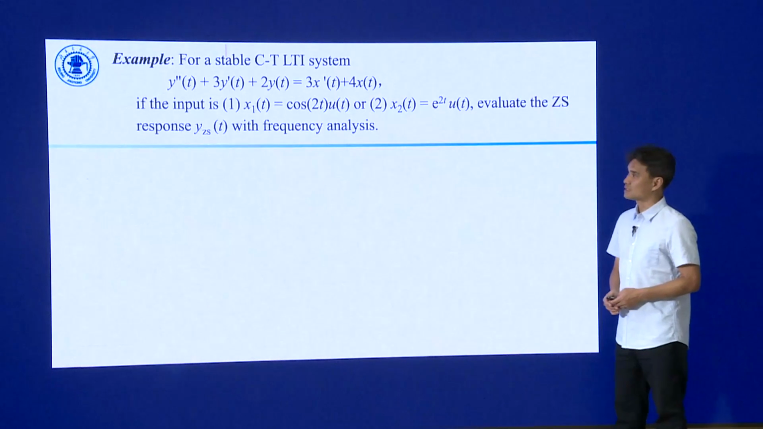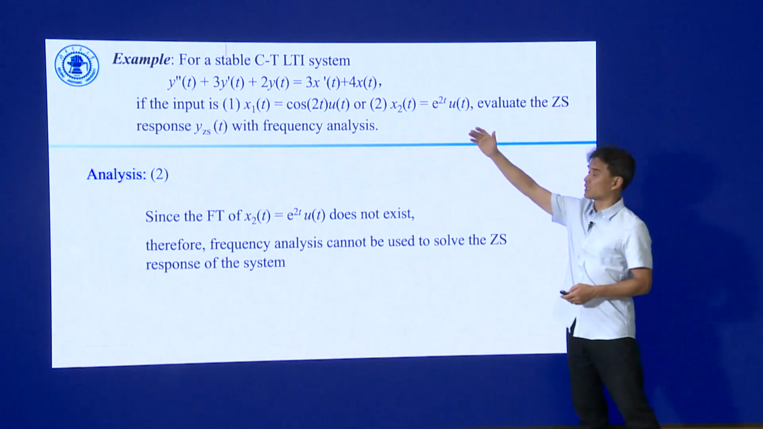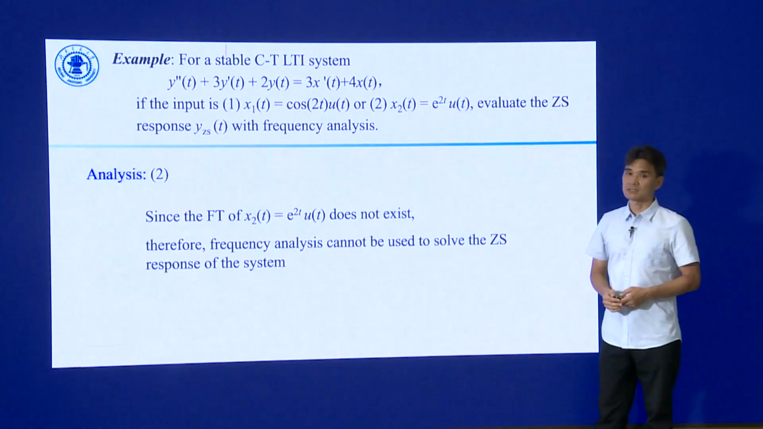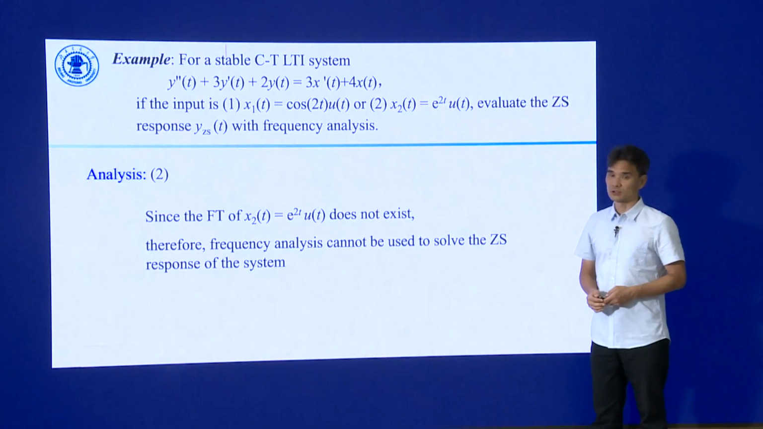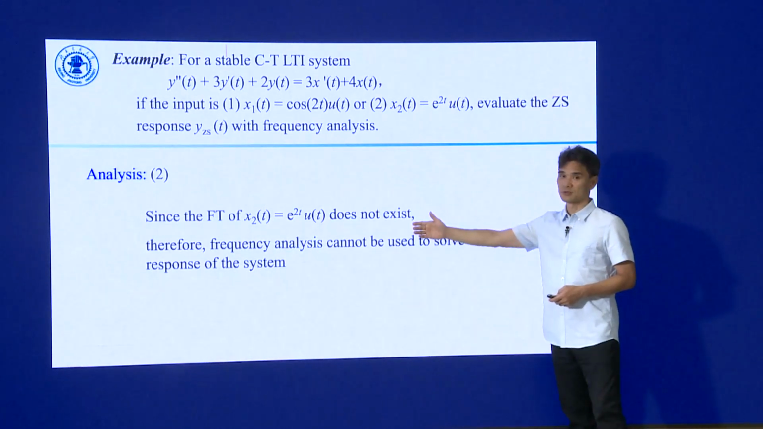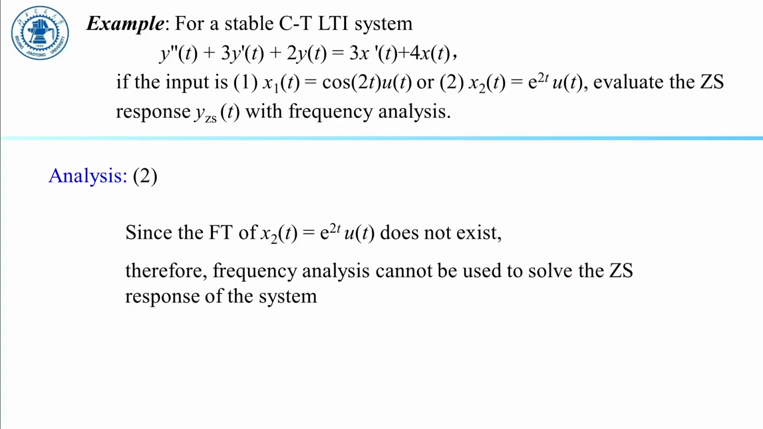For the second input, we can take a look at that signal. That signal does not satisfy the Dirichlet condition, so the Fourier transform for the input does not exist. We cannot use the frequency analysis method to help us figure out the system's zero-state response.